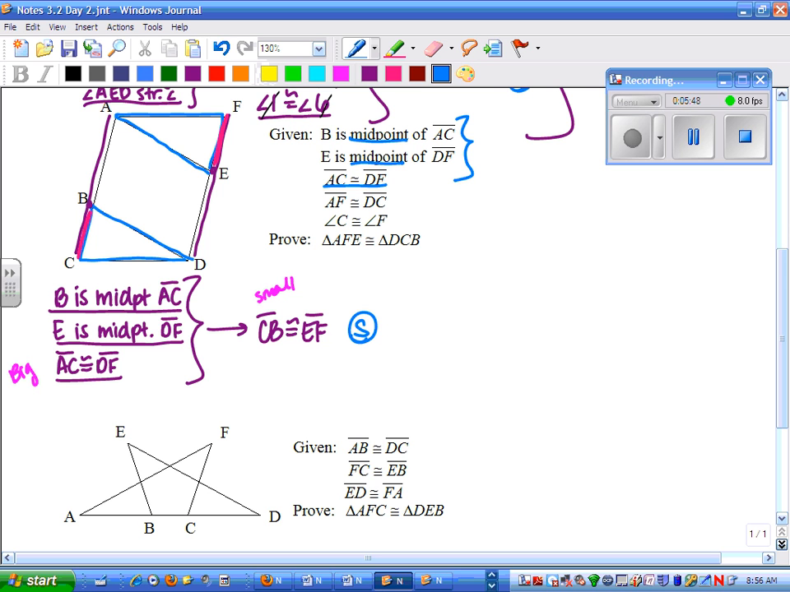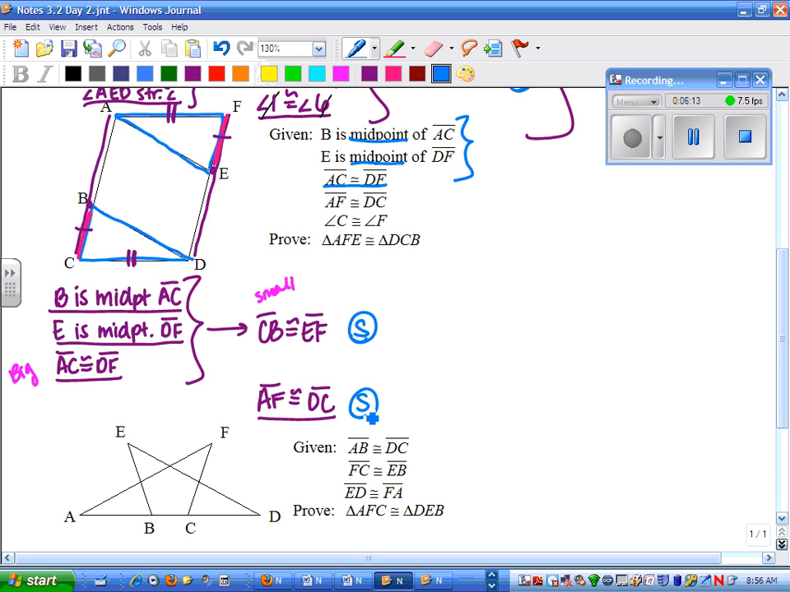I also have AF is congruent to DC. So I'm going to say AF is congruent to DC. AF is a side of my triangle, and so is CD, so that's okay. Now I have this, and I have the two sides. This is my S.